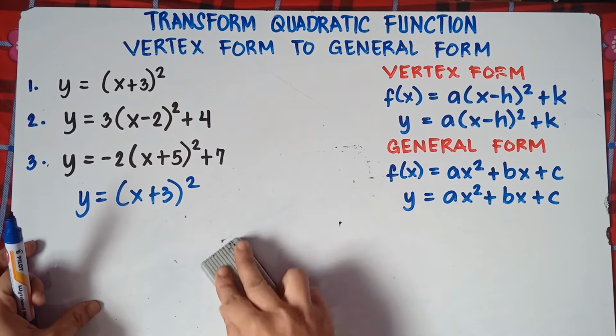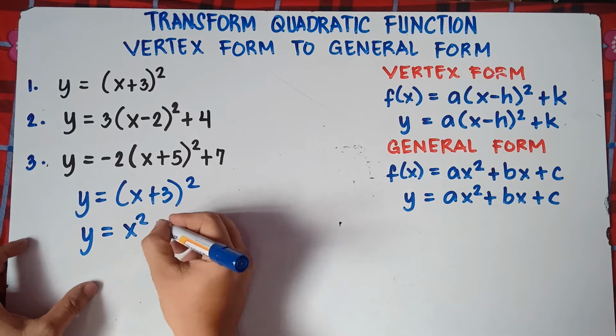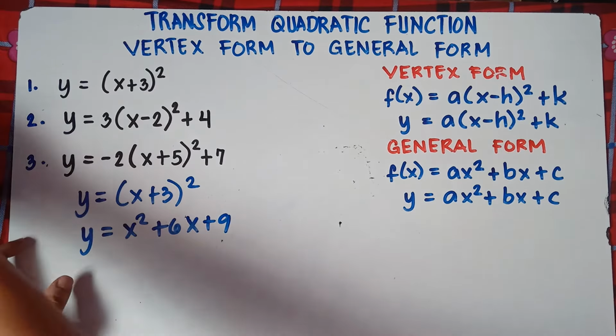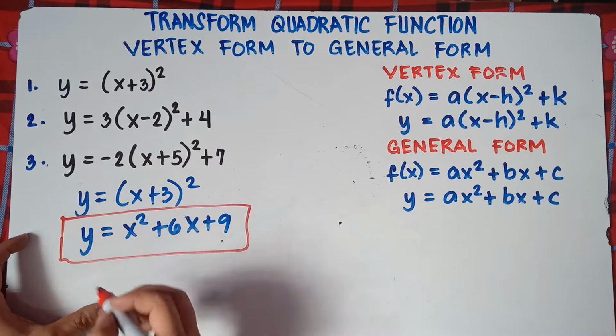So our answer will be y equals x squared plus 6x plus 9. That's it, class. That's the answer for number 1. Easy, right? For number 1.